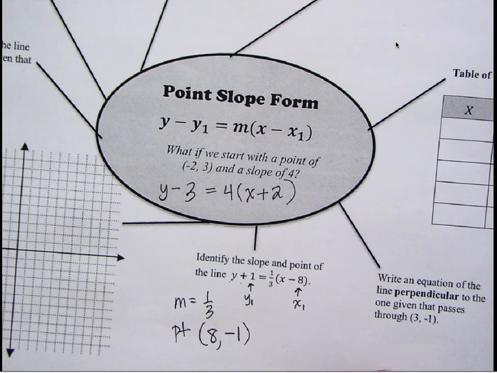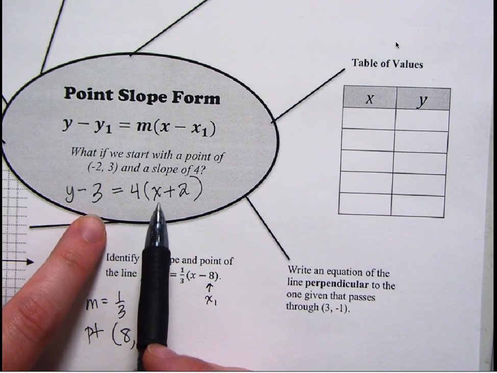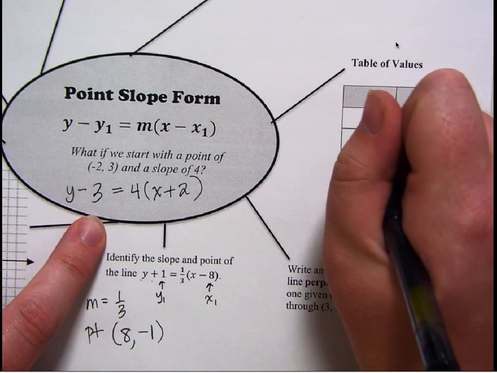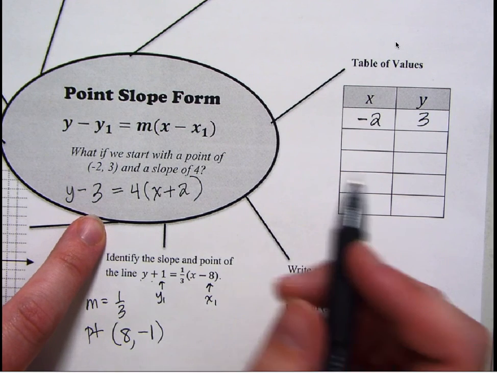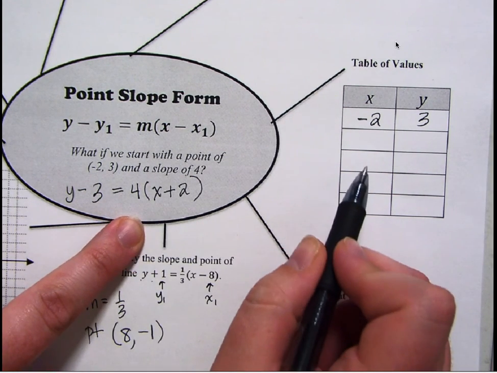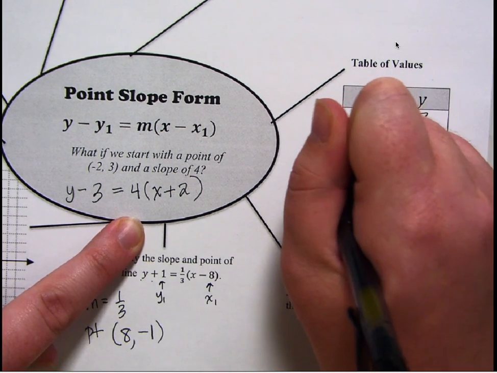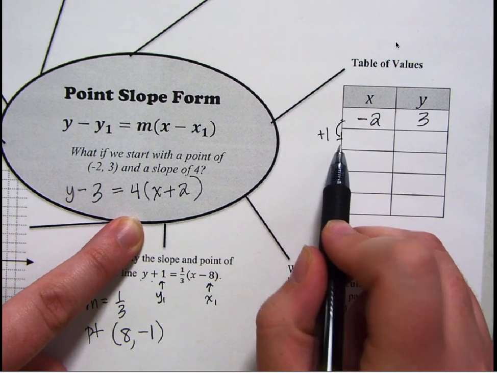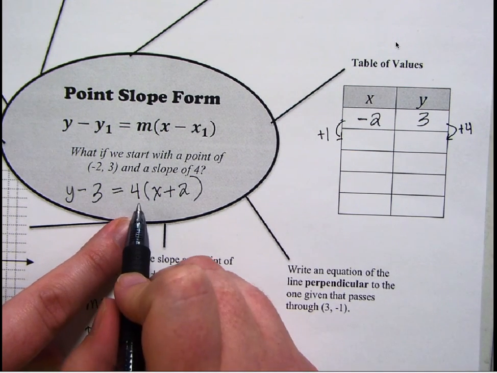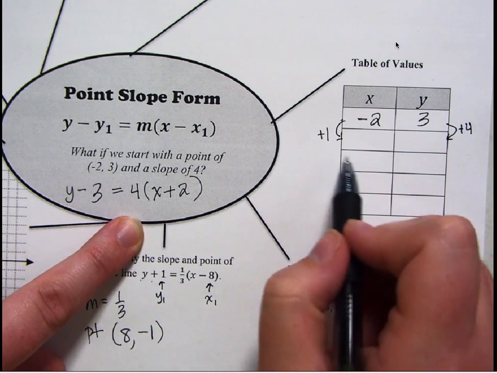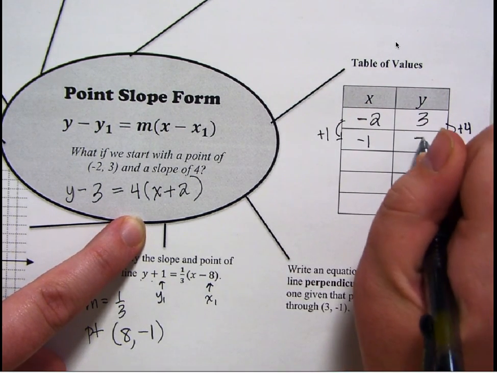What we're going to do next is make our table of values of this equation. The nice thing is that we know an ordered pair already, so I'm going to put that in our table: negative 2, 3. From here, we can use the slope to fill in additional values. What the slope says is for each additional value of x, so if our x is going up by 1, the y coordinate is going to go up by 4 if it has a slope of 4. So negative 2 plus 1 is negative 1. 3 plus 4 is 7.